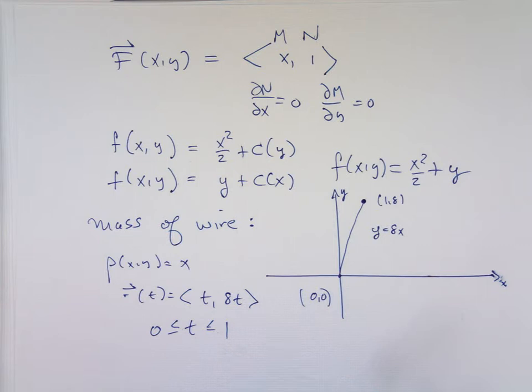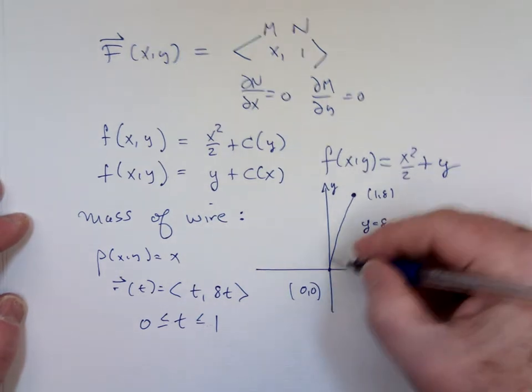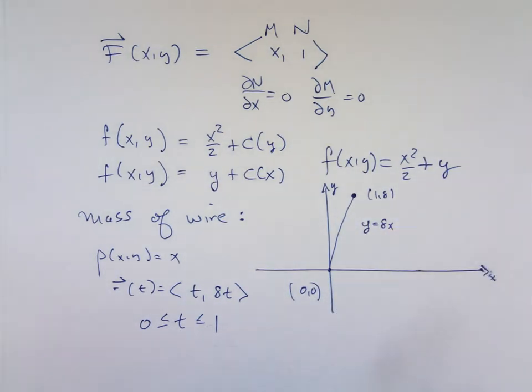So in other words, I'm going to give you t, 8t. Or it could have been e to the t, 8 e to the t. That would work. It could be cosine t, 8 cosine t. That would work. As long as y is 8 times x, it doesn't matter if you use a trig function, exponential function, whatever, that will be a linear path. Now what will change is the speed at which it goes along the path.